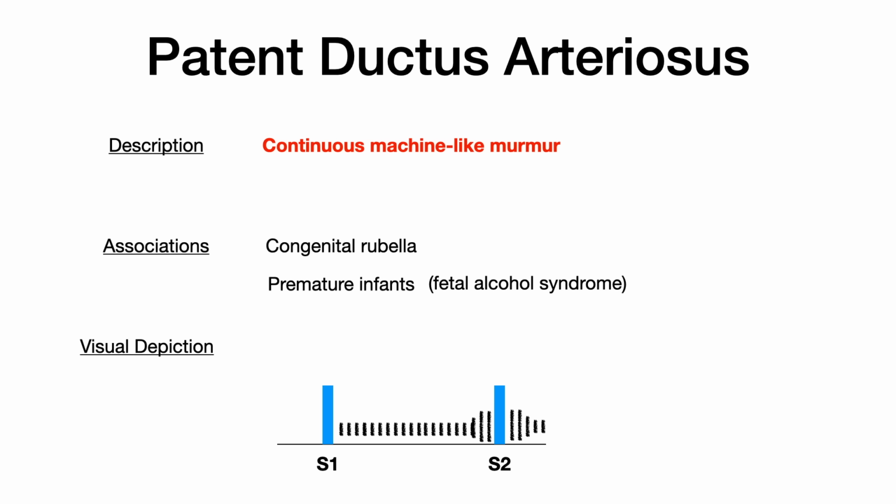So for patent ductus arteriosus, I kind of hinted at this when we were talking about mitral stenosis, but it's kind of easy. Continuous machine-like murmur. It's the only murmur that they'll give you in the audio file that will be in both systole and diastole. So for that reason, I'm not going to put the file here. It's pretty easy to pick up. If you hear it between the lubs and the dubs and then it just keeps cycling, it's a patent ductus arteriosus. Keep your eye open for congenital rubella and other premature conditions like fetal alcohol syndrome and fetal hydantoin syndrome.